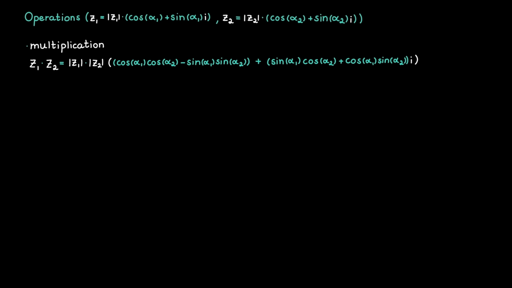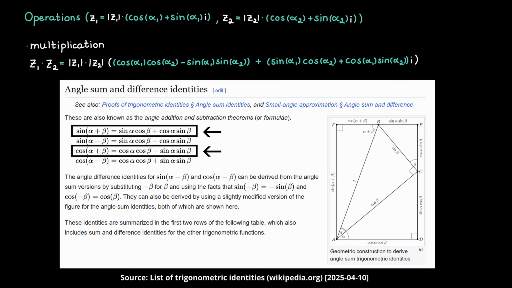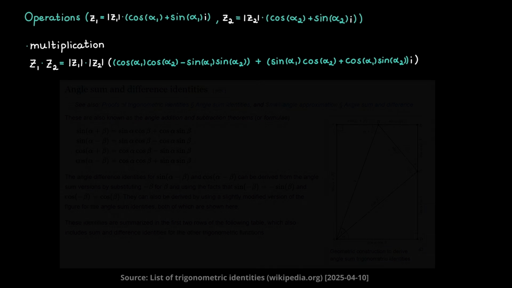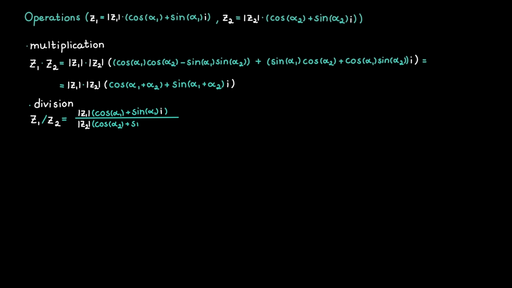And now you might be able to see that we can use some identities for cosine and sine. More specifically, the one where you want to add two angles. And in our case, our two angles are alpha 1 and alpha 2. So if we use that identity for cosine and sine, we get the following. And in the case with division, we do exactly the same thing as we did before. We write out the expression, and then we multiply it with the complex conjugate of the denominator on the top and bottom here. And we do this once again to get a real number in the denominator.